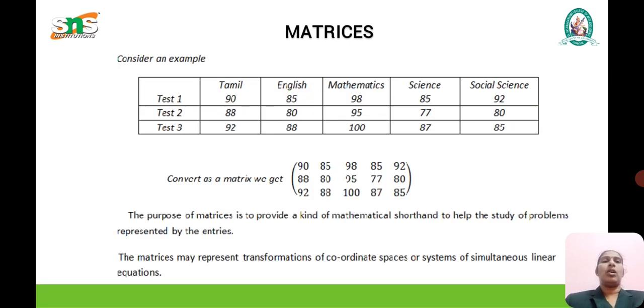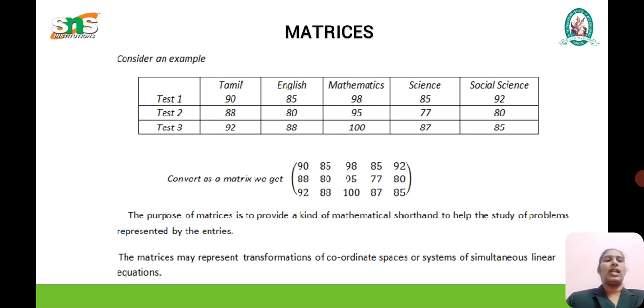So the rows and columns, we can say it is an example for that. Consider one good example: they have given the marks in Tamil, English, Maths, Science, Social for test 1, test 2 and test 3. The matrix can be represented in the form of rows and columns. This helps us to see the marks obtained in Tamil, English, Maths, Science, Social and so on for each of test 1, test 2, test 3. So this is the study of matrix.